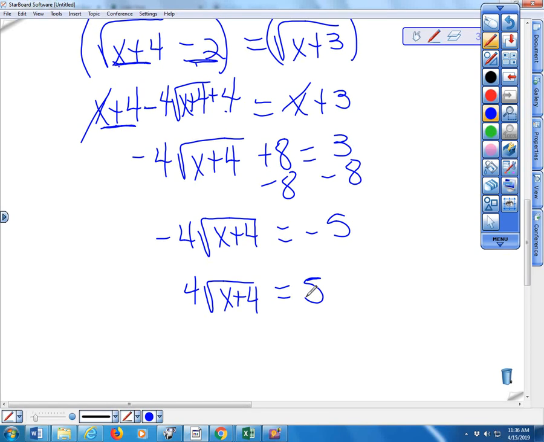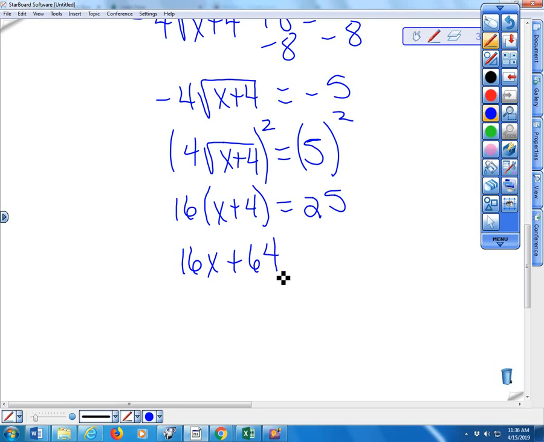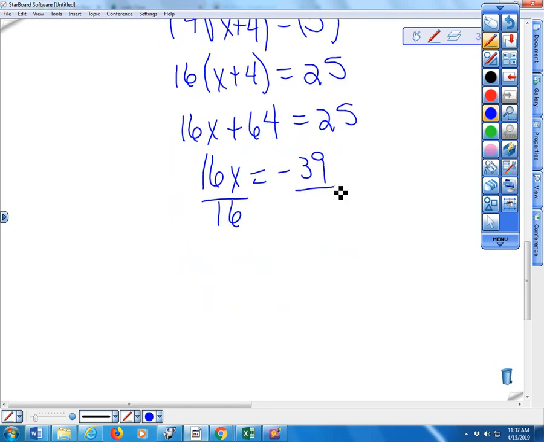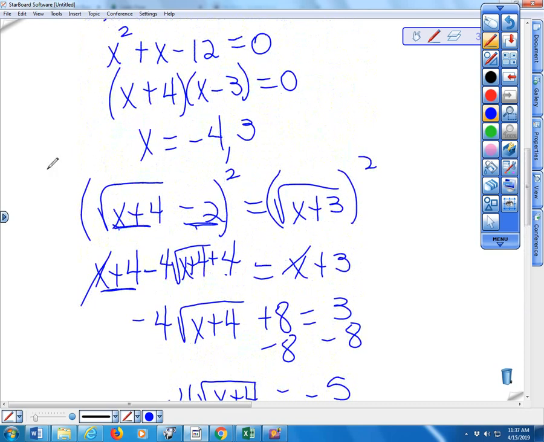Okay? So at this point, I'm going to square both sides. And when I do it this way, I have to remember to square the 4. So 16 times x plus 4 equals 25. So that's 16x plus 64 equals 25. 16x equals 25 minus 64, negative 39. Is that right? Okay. And then divide by 16. So x is equal to negative 39 over 16. That's really ugly. But it's what happens when I make a problem up on the fly.